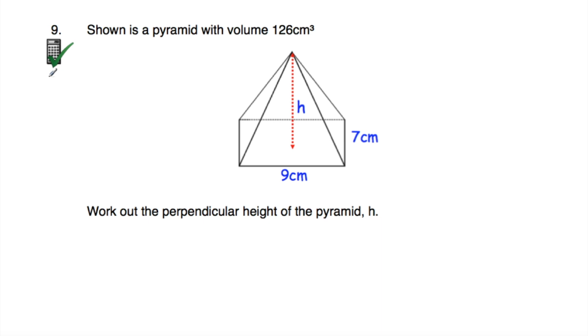Okay, let's look at our next question, question number 9. So question number 9, we've been given a pyramid and we've been given the volume of the pyramid. The volume of the pyramid is 126 centimeters cubed. And we need to find the height of the pyramid h. We want to find the perpendicular height of the pyramid.